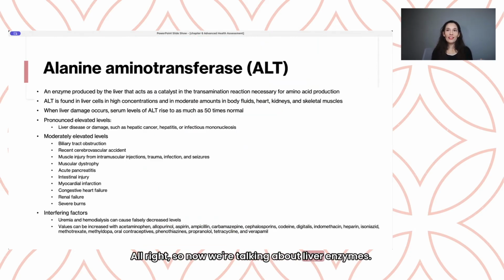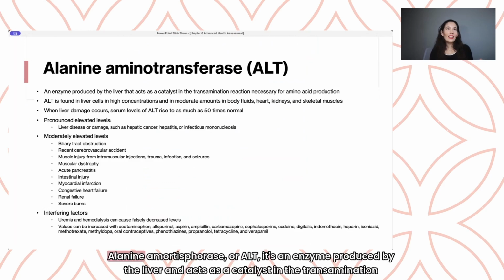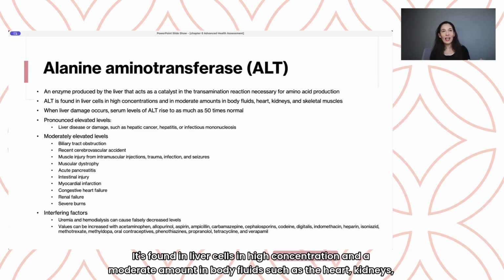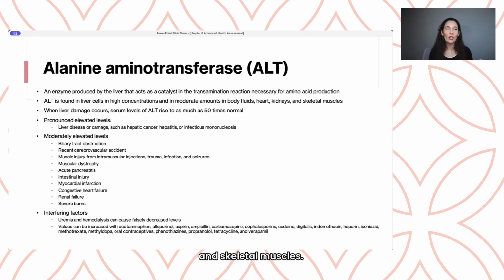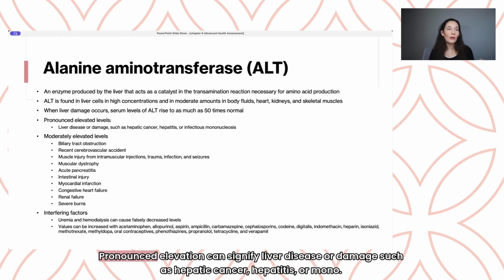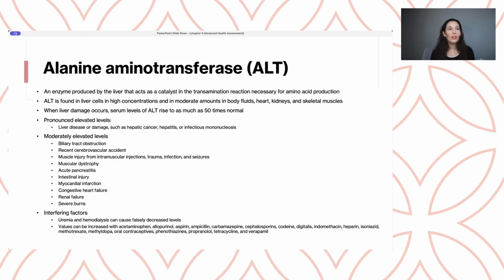So now we're talking about liver enzymes. We're moving on to alanine aminotransferase, or ALT. It's an enzyme produced by the liver and acts as a catalyst in the transamination reaction necessary for amino acid production. It's found in liver cells in high concentration and in a moderate amount in body tissues such as the heart, kidneys, and skeletal muscles. When liver damage occurs, the level of ALT will rise to as much as 50 times the normal. Pronounced elevation can signify liver disease or damage such as hepatic cancer, hepatitis, or mono.